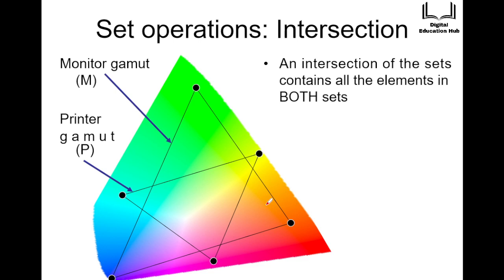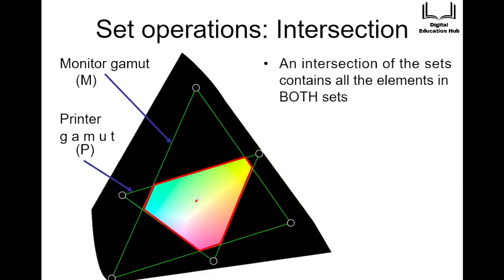So here the intersection contains all the elements in both the sets, whichever is present in both the sets would be part of that intersection. Diagrammatically we can say this one. It is the common region of set M and P.